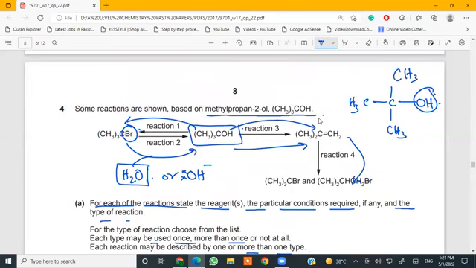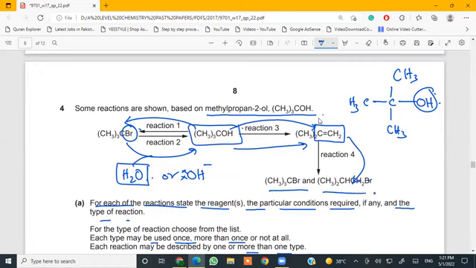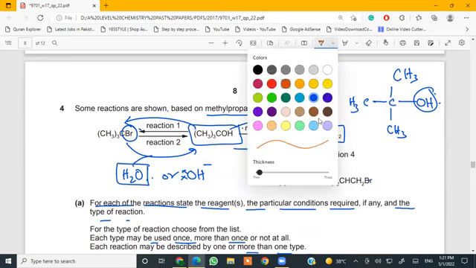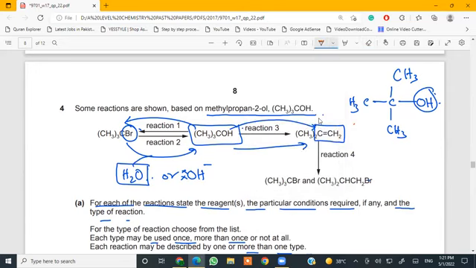Reaction 4 is conversion. Okay, so you've got this alkene, and this alkene is converting into two different products. Why are we getting two products? Well, since it's an alkene, the most common reactions that alkenes undergo are electrophilic addition reactions, right? And if you look at the products, you have a bromine in there and a hydrogen on the other side. So this must be addition of HBr over here. Since we have two different products, these must be two different isomers of each other, okay?